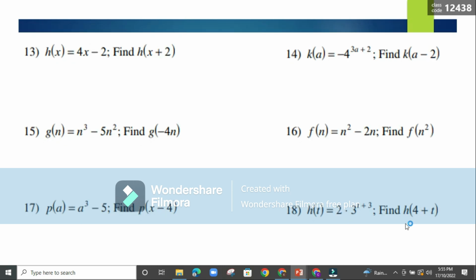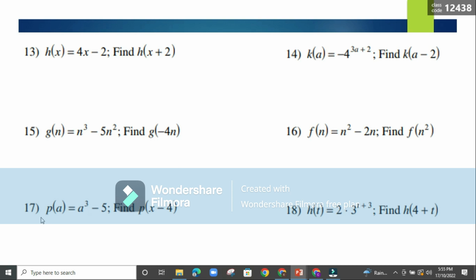Okay. Number 13, h of x is equal to 4x minus 2. Find h of x plus 2. Number 14, k of a is equal to negative 4 to the power of 3a plus 2. Find k of a minus 2. Number 15, g of n is equal to n cubed minus 5n squared. Find g of negative 4n. Number 16, f of n is equal to n squared minus 2n. Find f of n squared.